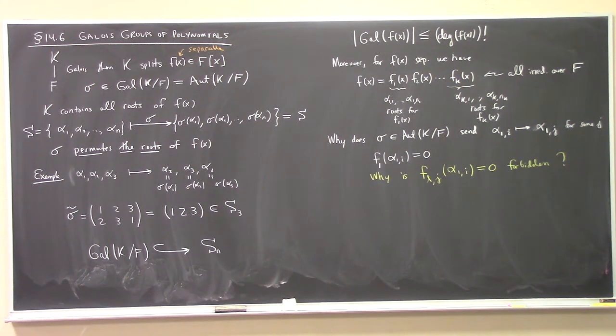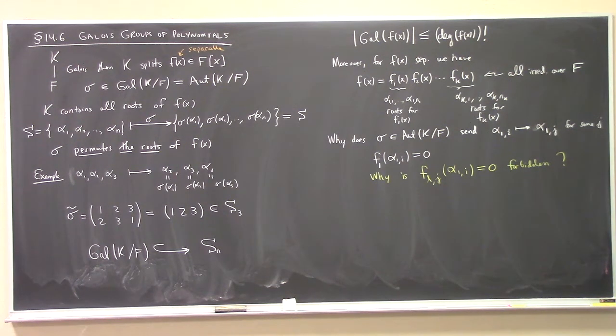Well, alpha and beta are both roots of f of x. But if you have two irreducible... I mean, we do know that the roots of f of x map to the roots of f of x, but how do we know that the roots of f1 of x map to the roots of f1 of x, and the roots of f2 of x map to the roots of f2 of x, and so forth and so on?